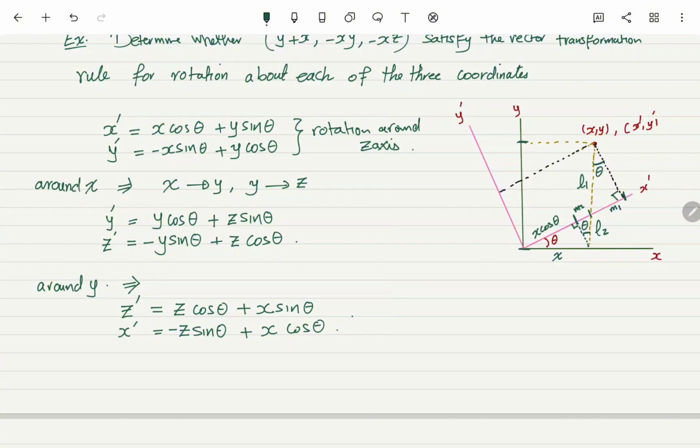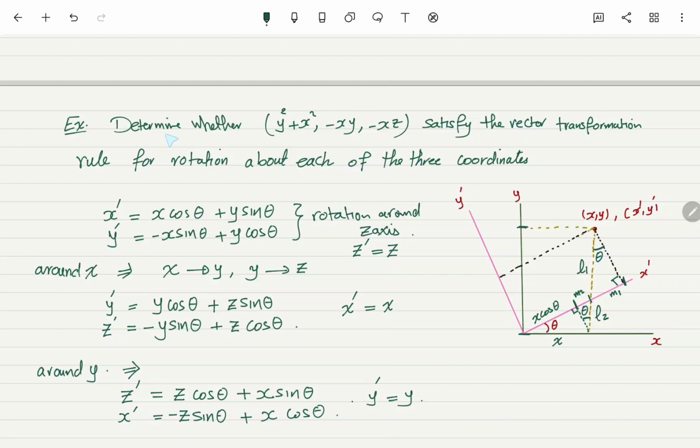Remember, in all three cases, if we rotate around the z-axis, z prime should be the same as z. If we rotate around the x-axis, x prime will be equal to x, and around y, y prime equals y.